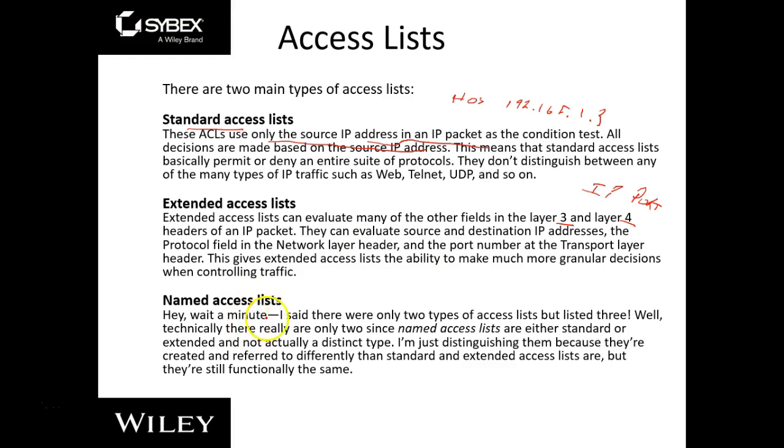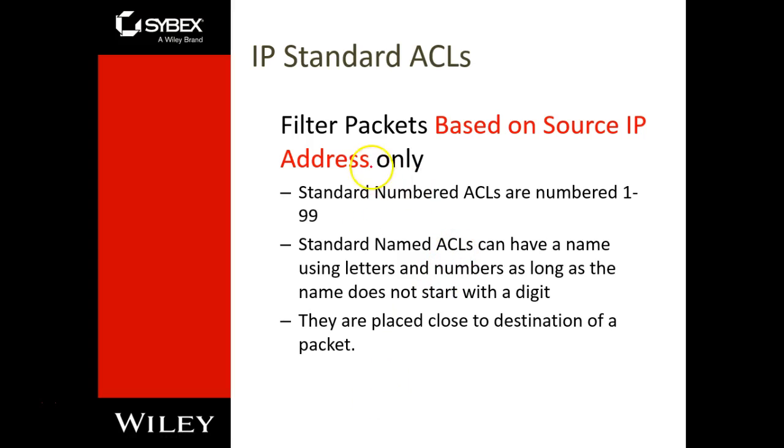The named access list, and this is out of his book. Hey, wait a minute, I said there are only two types. It is a named list. It has a name instead of a number, which is really still going to have a number anyway. There's still going to be a standard or an extended list, even if you use a named access control list. Standard lists are based on the source IP. The numbers for them are 1 to 99.